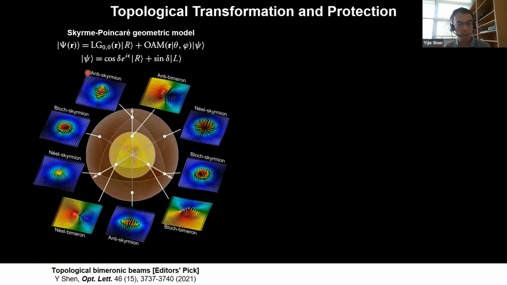Okay, our light was designed by the Lagrangian modes as related to the Poincaré geometric model. So I call this new model the Skyrmion Poincaré model. It's also a Poincaré-like sphere, but it's not for OAM, not for polarization, but for the spin textures.